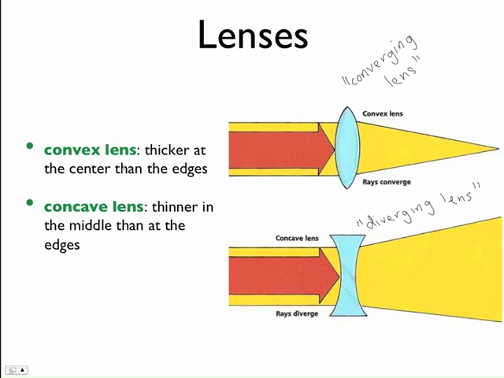Okay. A convex lens is thick in the middle, and a concave lens is thin at the middle. The students tell me they remember it because they say this one caves in. Because it caves in right here and right here. So the concave caves in, and the convex is the other one.